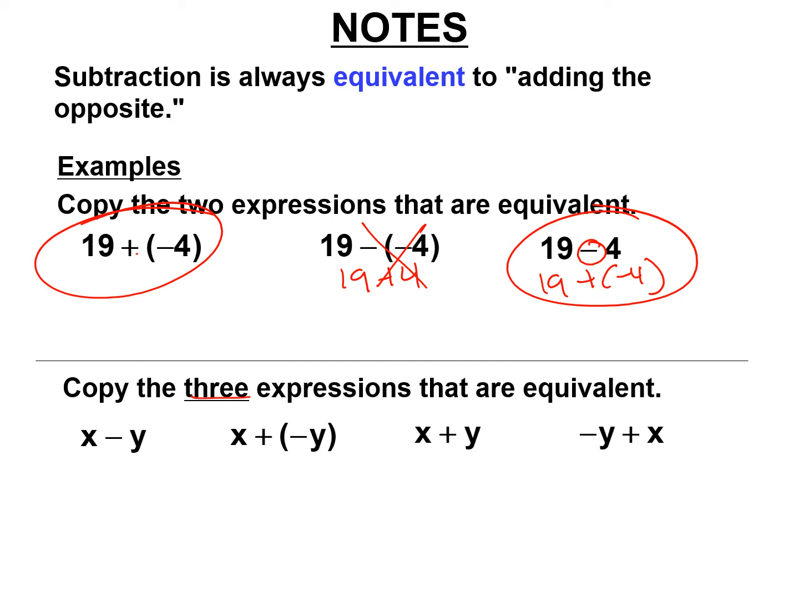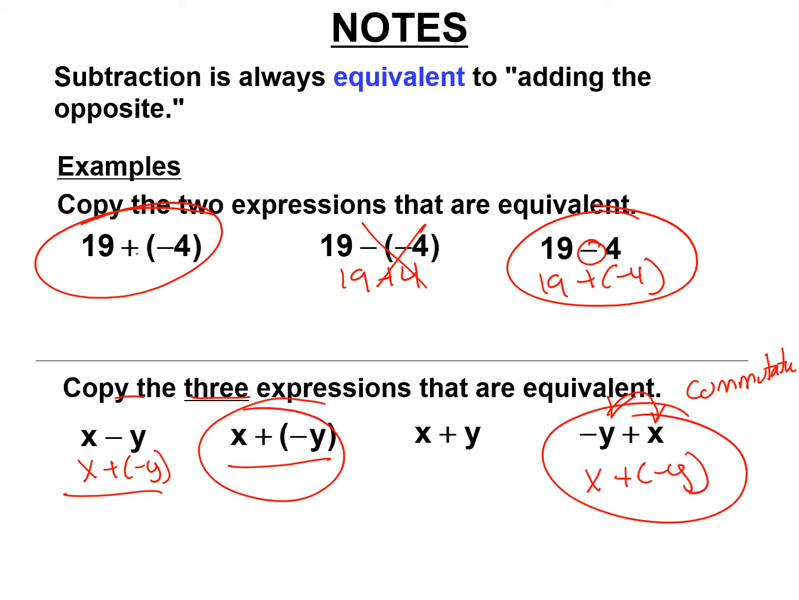There are three that are the same here. Well, subtraction is the same as adding the opposite. So these two are the same. And the commutative property, though this was a little trickier than we've done before, says you can switch the order of addition. All right, so there's a use of the commutative property.